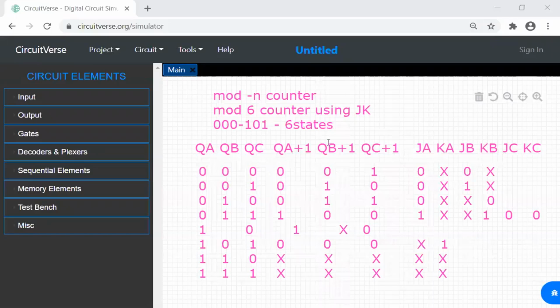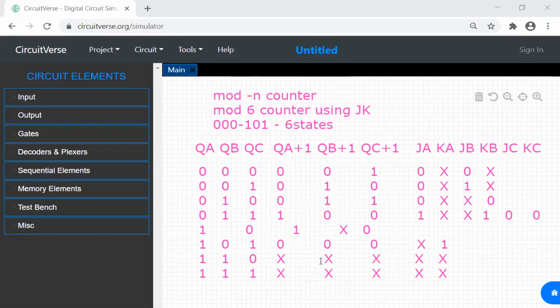Follow QB and QB plus 1 and complete the truth table for JB and KB. Follow QC and QC plus 1 and complete the table for JC and KC. Now once this truth table is completed, what is our next step? Next step is to write the K map.